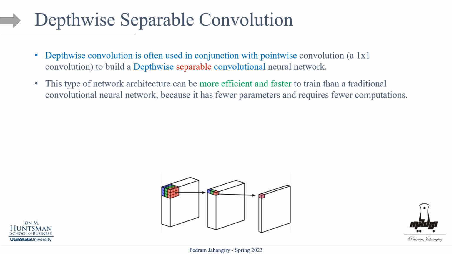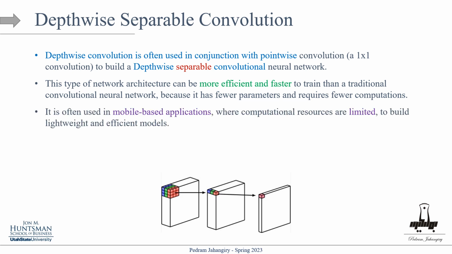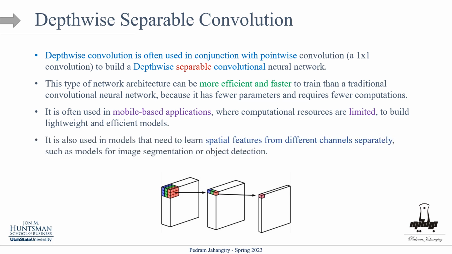So in the next slide, I'm going to show you an example that numerically shows the difference between the number of calculations that we do using standard convolution versus using depthwise separable convolution. Because of that, this architecture is usually used in mobile-based applications, when of course we have limited access to computation power.